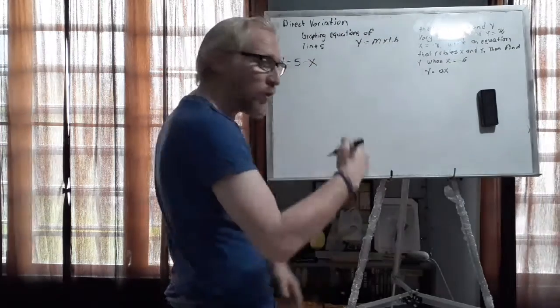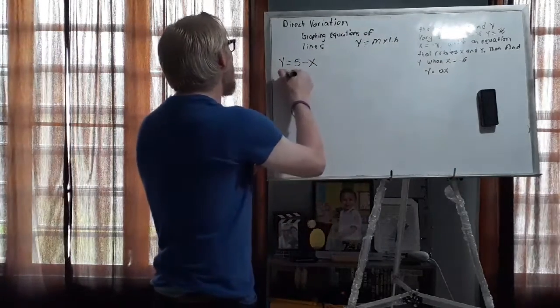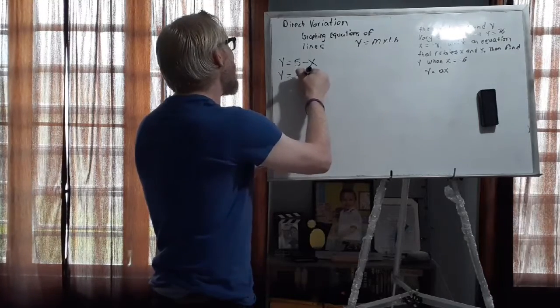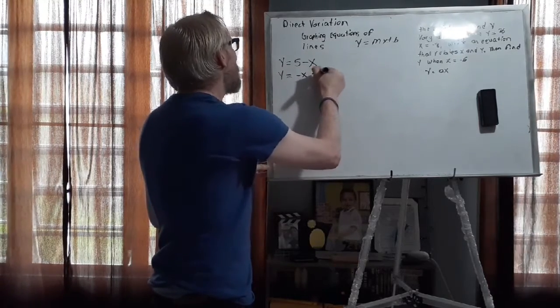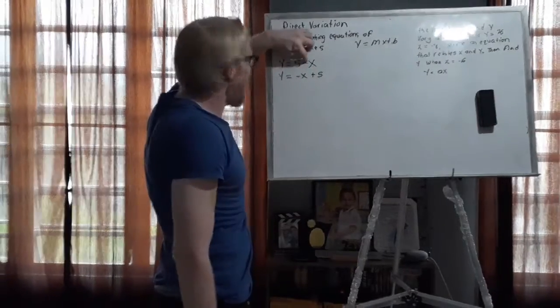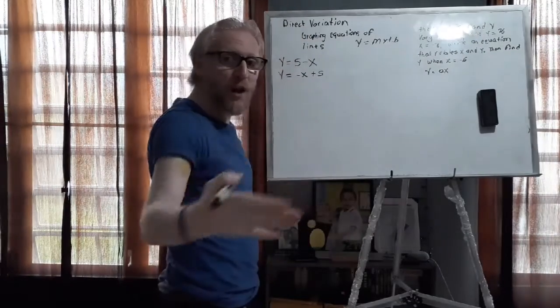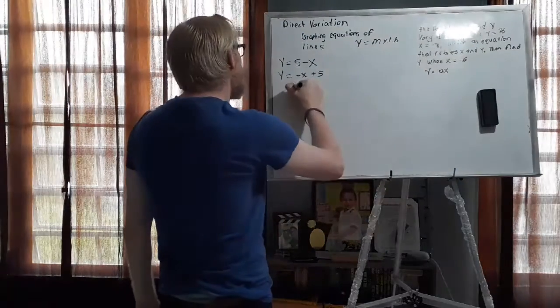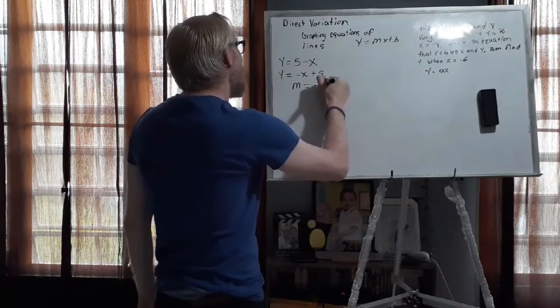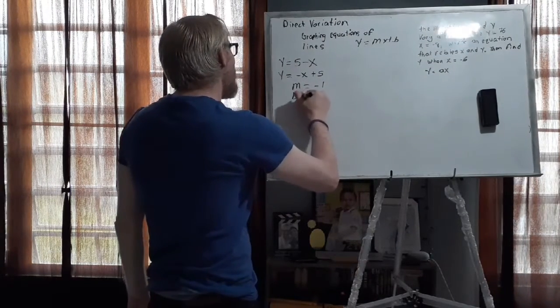So what you're going to do is rearrange it, and rewrite it as y equals negative x plus 5. Negative x because I include the minus sign here, and plus 5 because 5 is positive. Next is to identify who's my slope and who's my y-intercept. My slope is actually negative 1, and my y-intercept is 5.